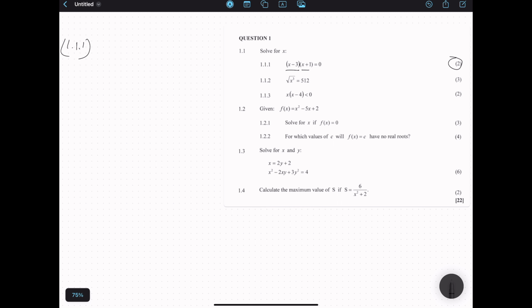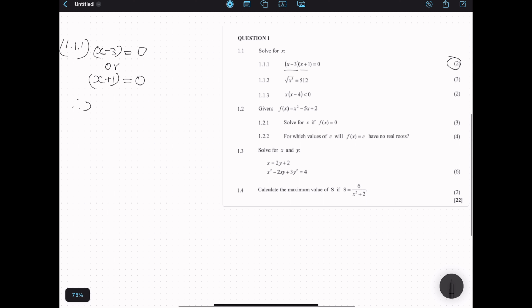So to do this one you're just going to say x minus 3 is equal to 0, or x plus 1 is equal to 0. Therefore, x is equal to 3. When you simplify this, you're going to get x is equal to 3. Or, don't say "and", just say "or" x is equal to minus 1. So that is the answer for the first question.